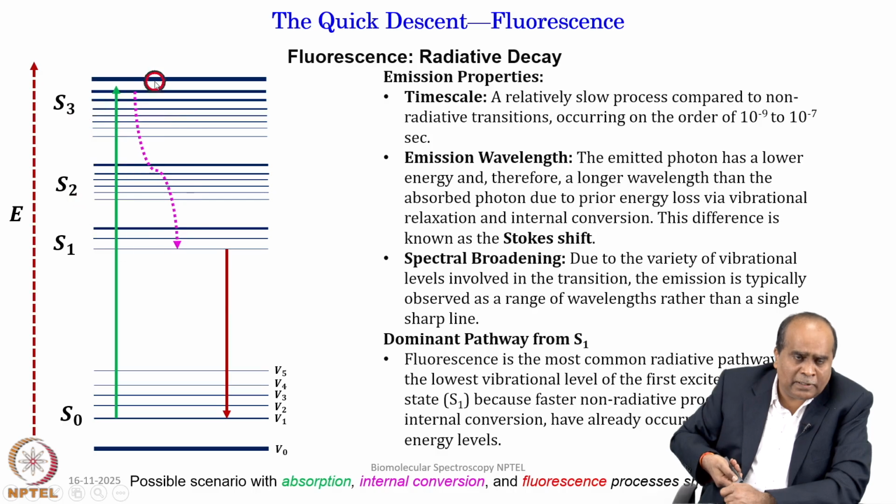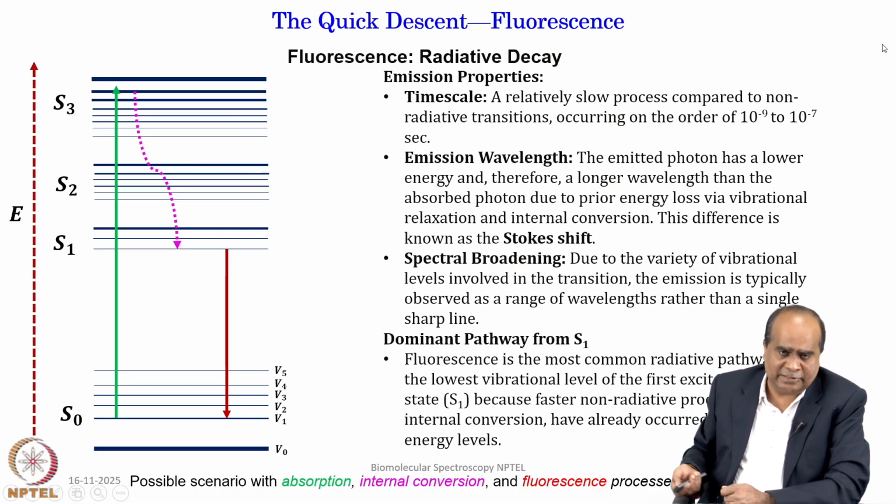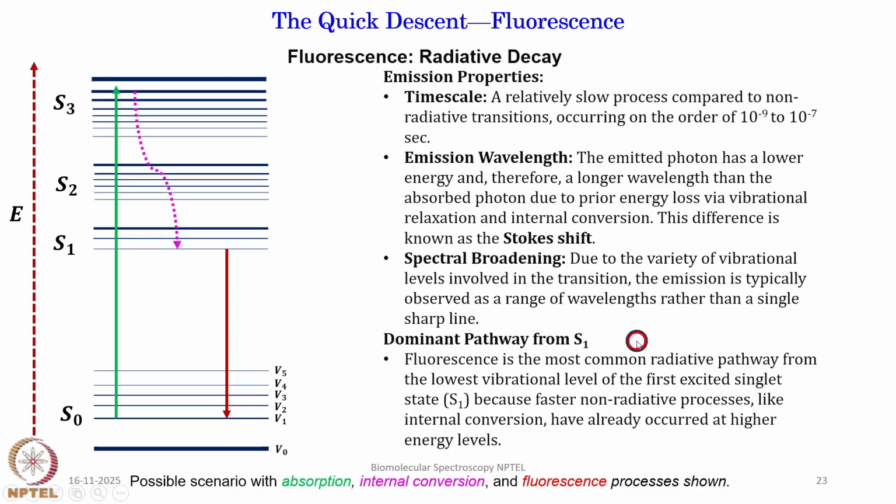So, absorption requires more energy, and in emission you emit less energy, therefore the emission wavelength will be longer. The emitted photon has a lower energy, therefore a longer wavelength than the absorbed photon, right, and the energy is lost in vibrational relaxation or internal conversion. If it is shifting towards the higher wavelength, it is called Stokes shift. Now, one concept that we are going to also discuss in the next class is called spectral broadening, due to the variety of vibrational levels involved here.